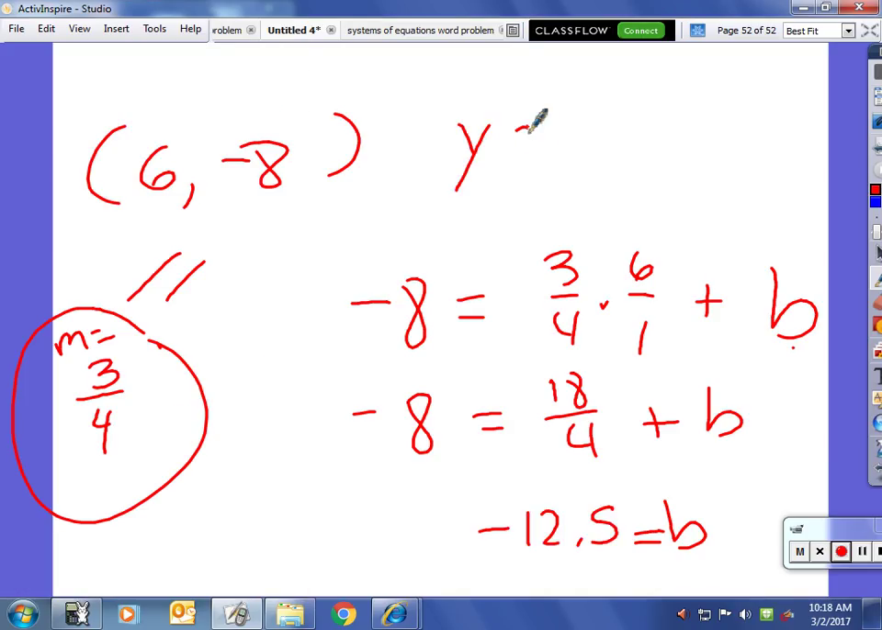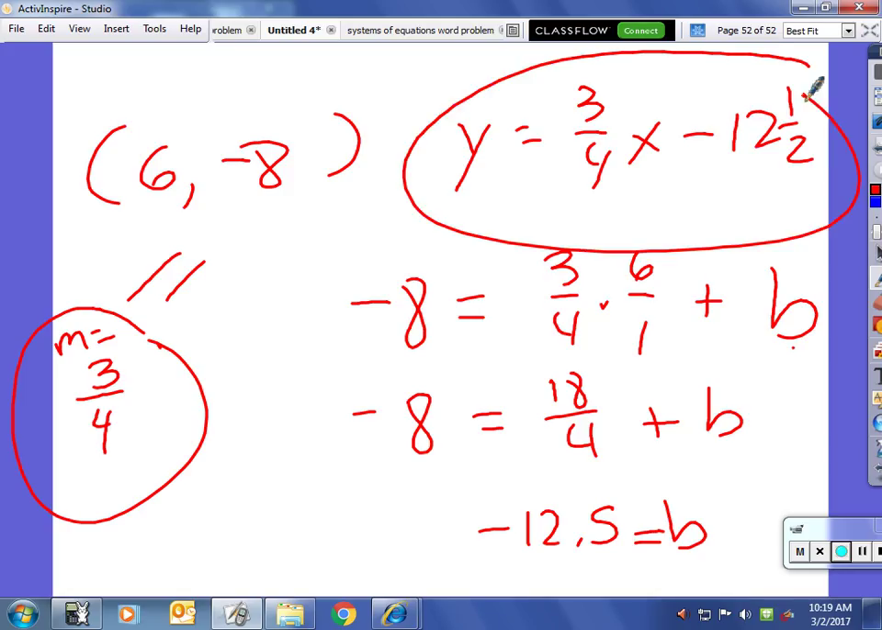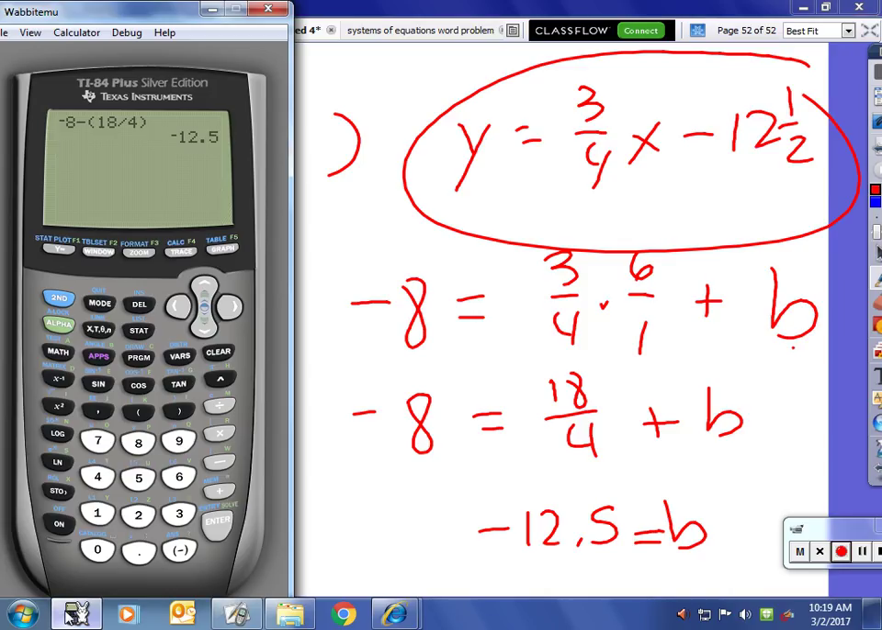So now I know my equation should be y equals 3/4 x minus 12.5 or 25/2 or 12.5. I could put any of those numbers. The very least that you should do now is put this in your calculator to see if this point is on there. That's at least one little check you can do. It's not 100% guaranteed you're right, because we're not 100% sure if you got the right slope. You had to do that part correct as well. But you should at least check to see that that point is there.